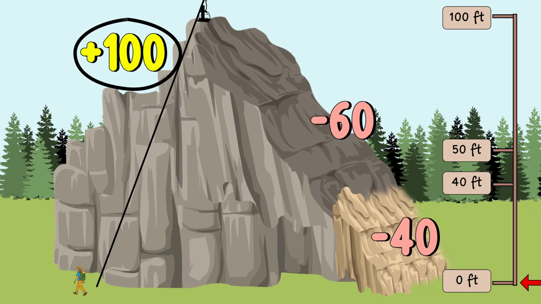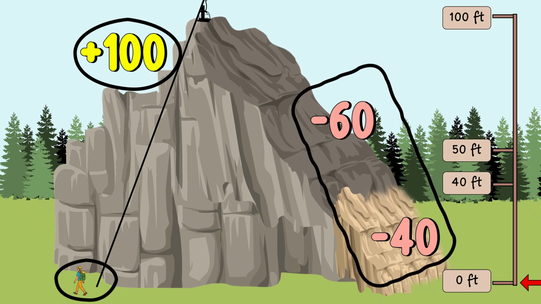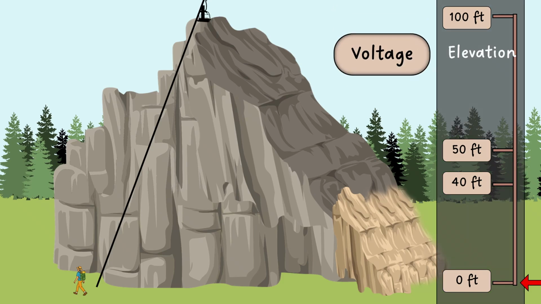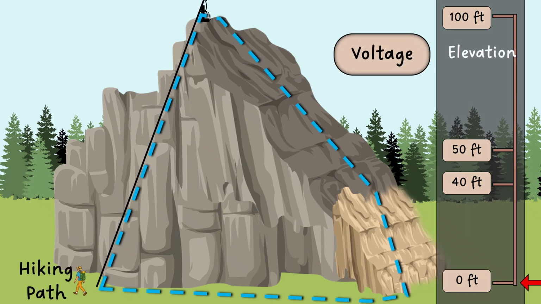If you climb up 100 feet and end up back at your starting point, then you must have walked down 100 feet at some point. After all, you can't finish your walk hanging in midair. Think of voltage as elevation, and the hiking path represents the circuit loop.